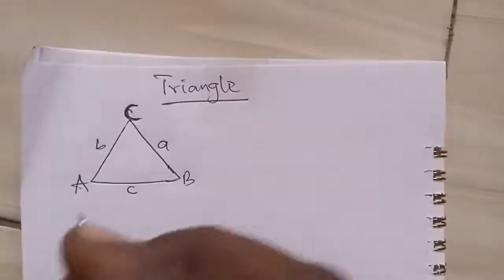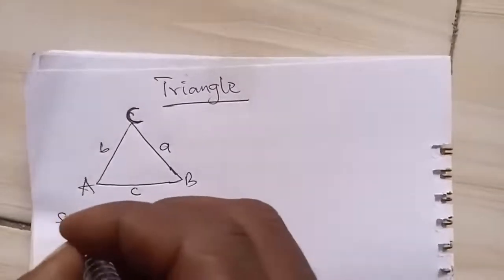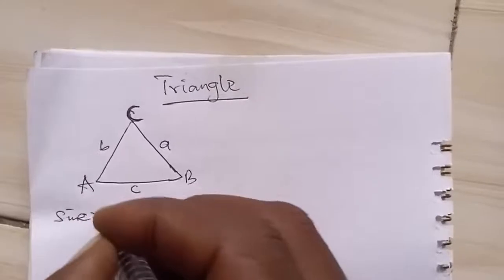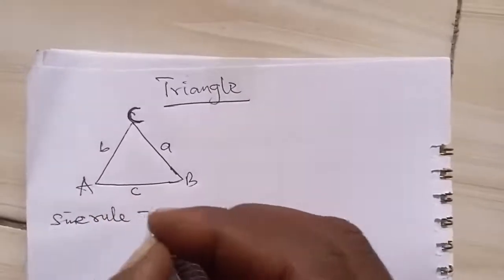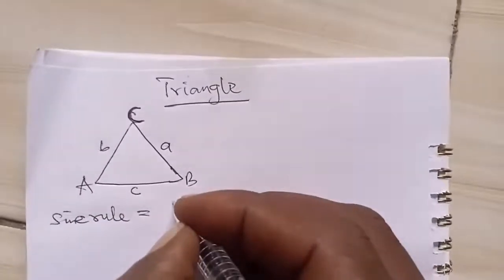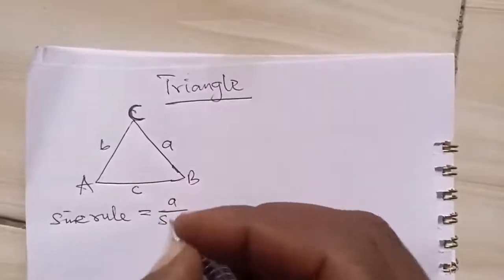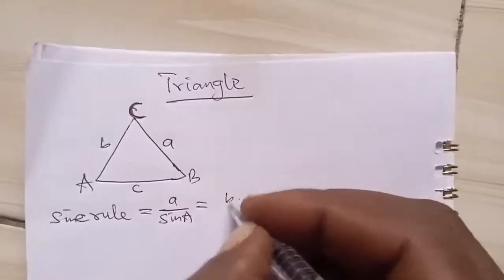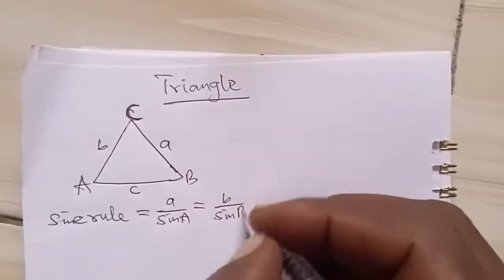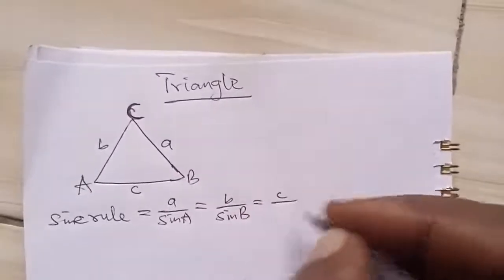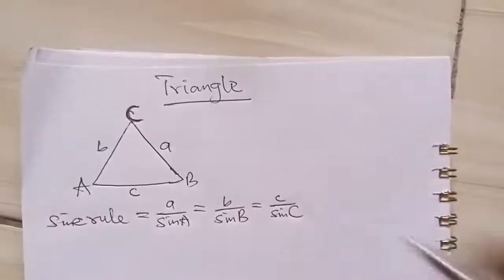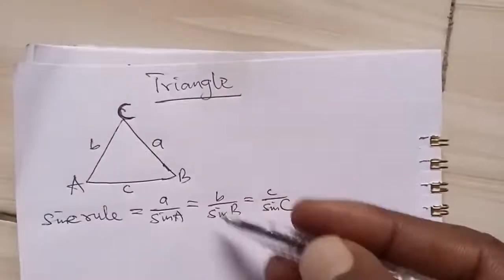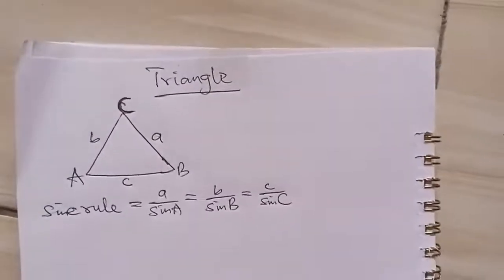Now we have the sine rule, and the sine rule says that A over sine A is equal to B over sine B is equal to C over sine C. You can put it upside down, still the same.